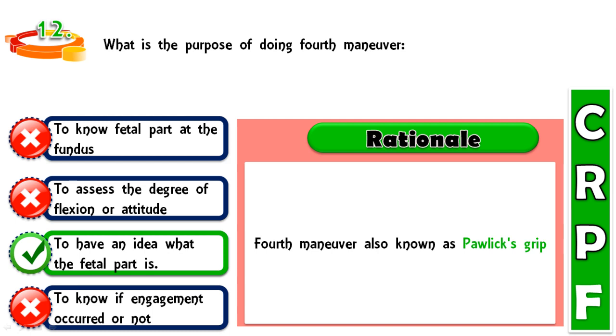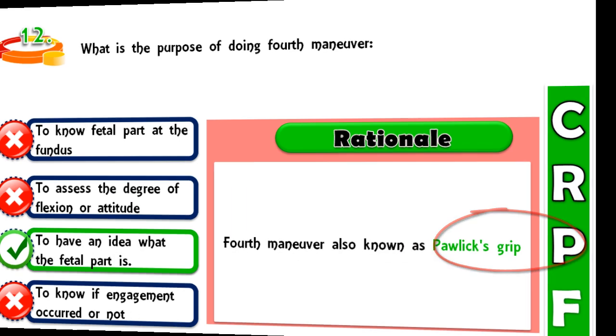Actually, when you are doing the fourth maneuver, you can see which part of the fetus is engaged in the pelvic cavity, either the head or the breech. The fourth maneuver is also known as Pawlik's grip.